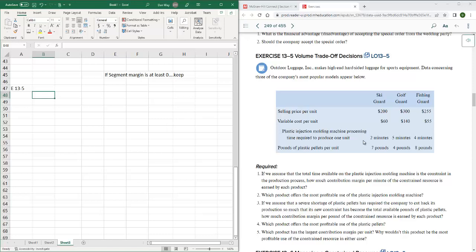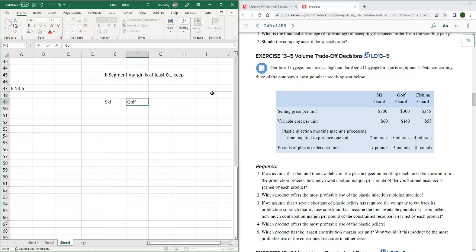We also know how much time each unit of product takes on this special molding machine, as well as how much plastic's needed to make a unit of each product. Now, first up, it said if we assume the total time available on that plastic injection molding machine is the constraint in the production process, so what really binds how much we can produce, how much contribution margin per minute of the constrained resource is earned by each product? Well, let's figure that out.